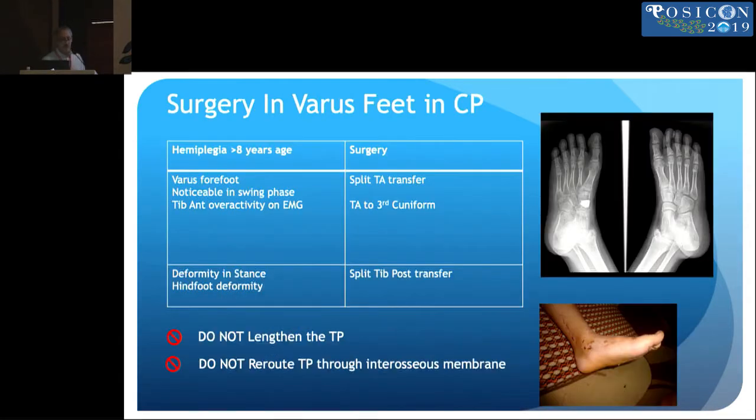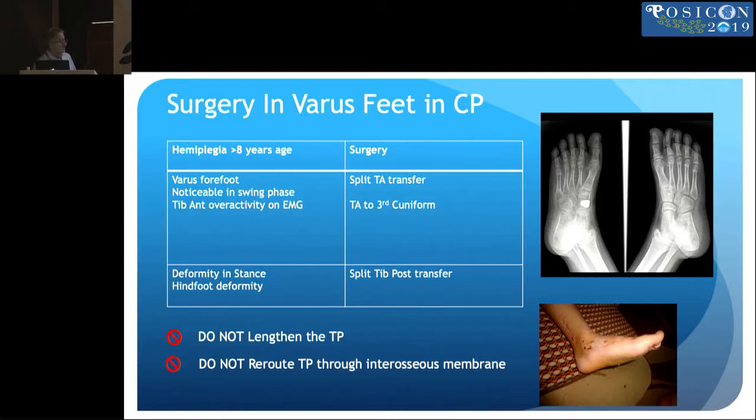Now, hemiplegia over 8 years of age. If you have a varus forefoot and a dynamic swing and tibialis anterior overactivity on EMG, then you would do a split TA transfer or a TA to third cuneiform. However, if you have a hindfoot deformity and a deformity in stance, you would do a split tibialis posterior transfer. Very often, I have realized that you do need to do column adjustments.